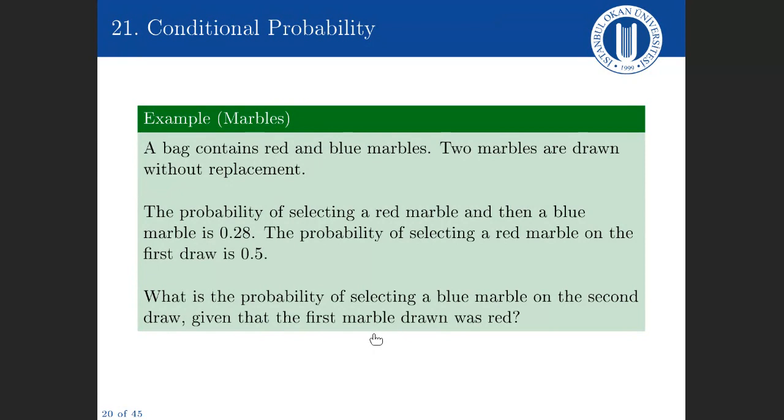A bag contains red and blue marbles. Two marbles are drawn randomly without replacement. The probability of selecting a red marble and then a blue marble is 0.28. The probability of selecting a red marble on the first draw is 0.5. What is the probability of selecting a blue marble on the second draw, given that the first marble drawn was red? If we already know that the first marble is red, what is the probability that the second marble is blue?